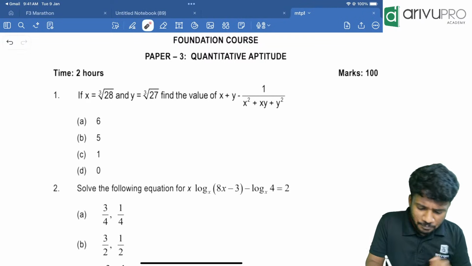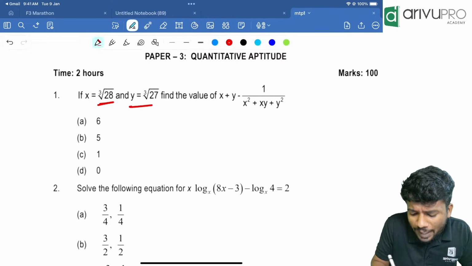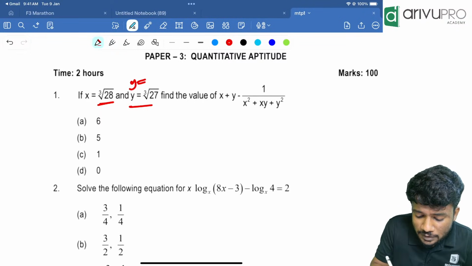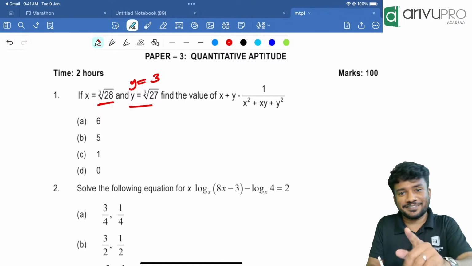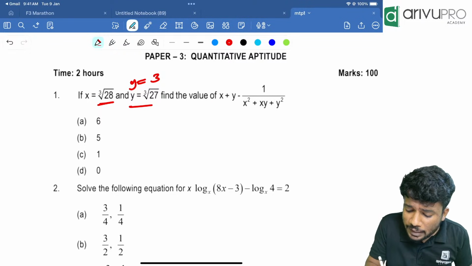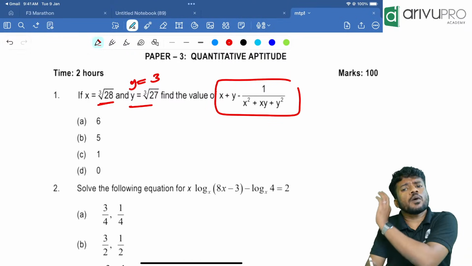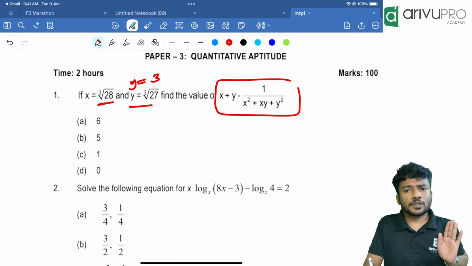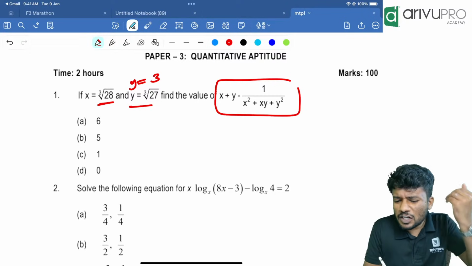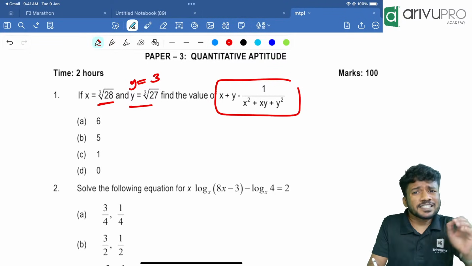So the first question. X is given as cube root of 28. Y is given as cube root of 27. Cube root of 27 is how much? We know that cube root of 27 is 3. Correct? Find the value of (x + y - 1) divided by (x square + xy + y square). People, first of all, we will just use calculator. We will not use any formulas or any kind of equations to solve this question. We will just use calculator.